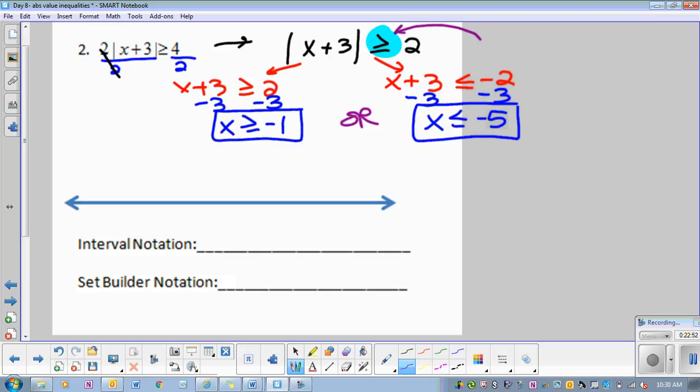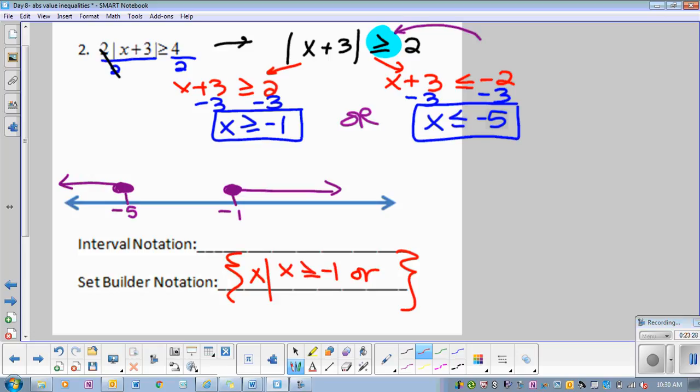So, I need to go graph this. -5 is further left than -1, right? What kind of circles do they both get? Closed. So x is less than or equal to -5 that way. X is greater than or equal to -1 is to the right. Right? Now, set builder notation. X bar. My two solutions, so x is greater than or equal to -1 or x is less than or equal to -5. Right?